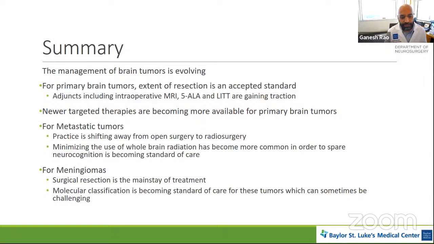For metastatic tumors, the practice is really shifting away from open surgery more towards radiosurgery. We've really minimized the use of whole brain radiation in order to spare neurocognition in our patients. And finally, for meningiomas, again, surgical resection is the mainstay of treatment, but we're seeing more and more acceptance of the molecular classification, and newer and newer minimally invasive surgical techniques to treat these.